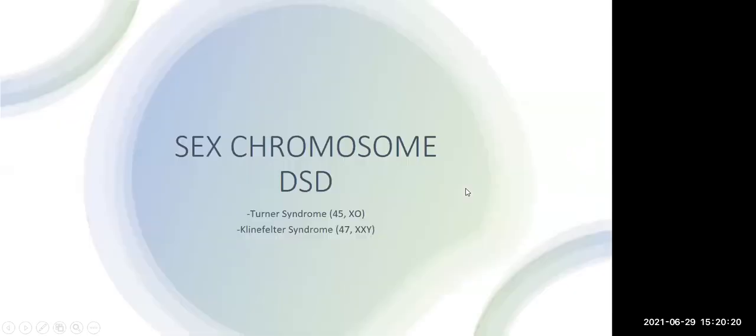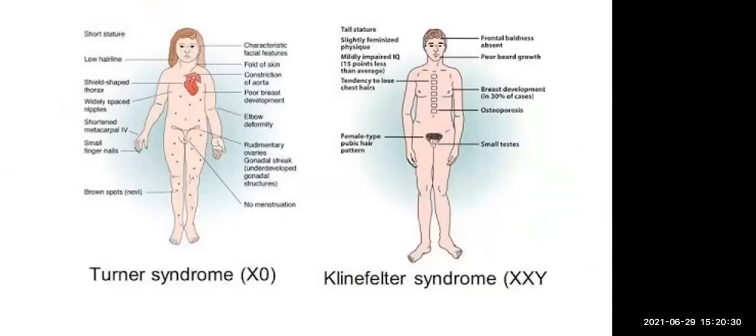The first is the sex chromosome DSD, of which the common ones are Turner syndrome and Klinefelter syndrome. My friends earlier have elaborated extensively about these syndromes. Basically, in Turner syndrome, because of the insufficiency or deficiency of the female sex hormone, there will be a disorder in the female sexual development of the patient. And for Klinefelter, of course, because there is a deficiency in male sex hormone, there will be abnormality in the sexual development in this patient.